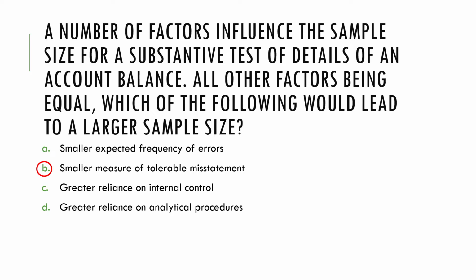So it should be Bravo, right? When there is greater reliance on internal controls, we are talking about substantive tests of details. The more you would like to rely on the controls, the lesser will be your substantive testing. In terms of greater reliance on analytics, provided the analytics is performed for the same objective and there are no red flags or unusual results coming from the analytics, then it would also yield a smaller sample size. So of the four, the only one that will lead to a larger sample size is a smaller measure of tolerable misstatement. So that's it. I think that's our 55 items.